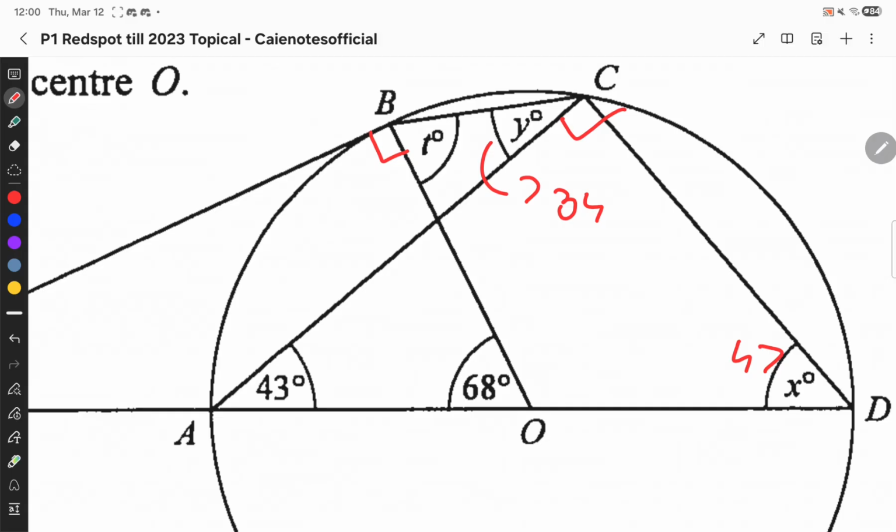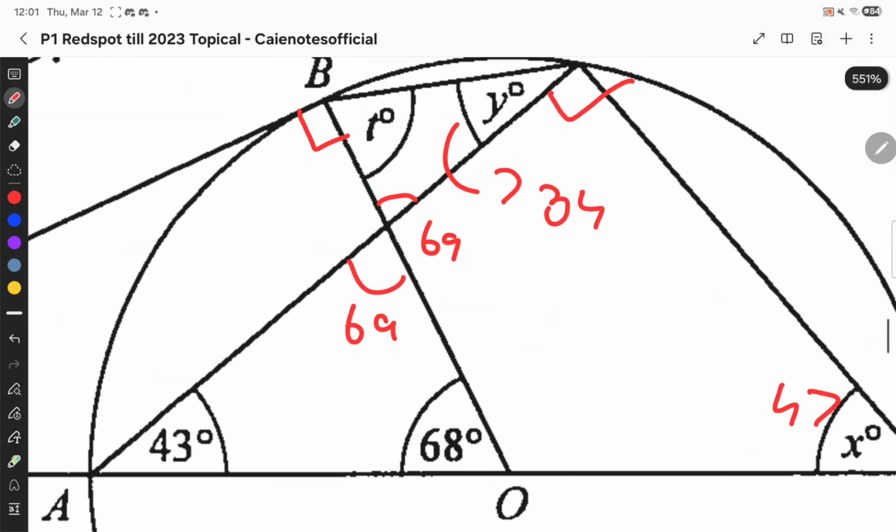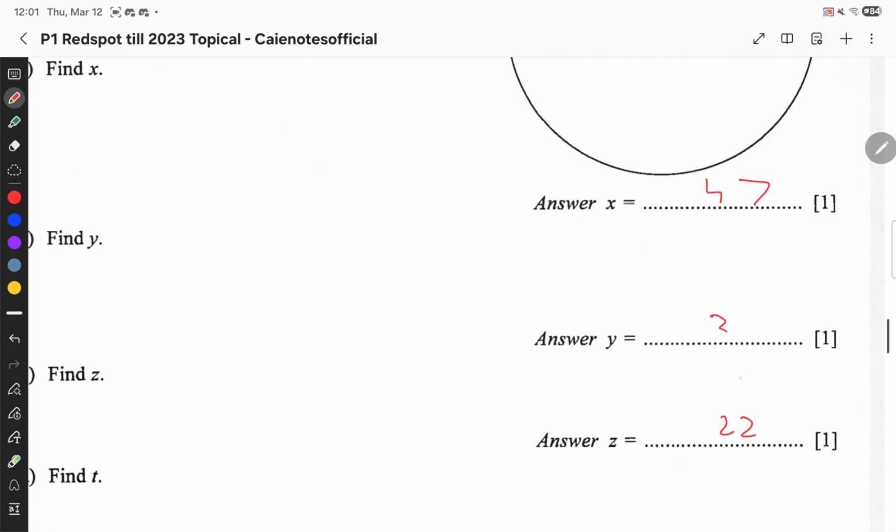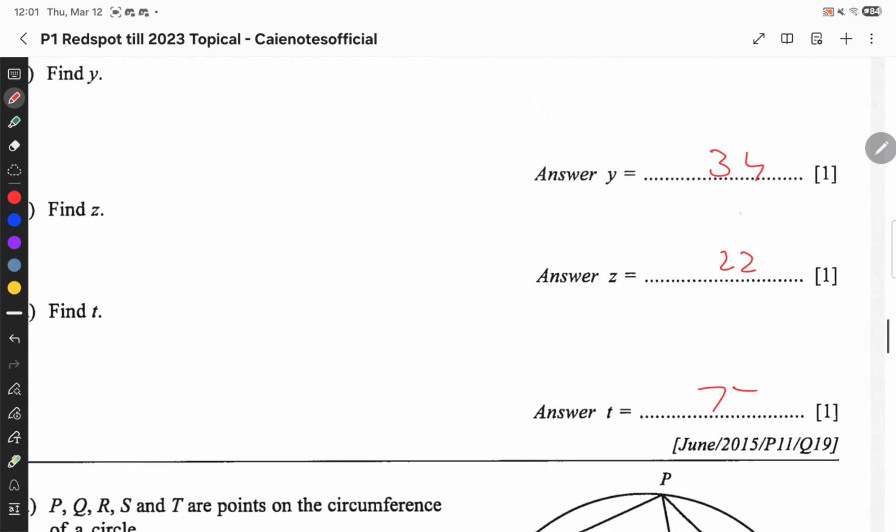And the value of t. How do you find the value of t? Well, this is done by completing this. 180 minus 43 minus 68 is equal to 69. Nice. 69, nice. And you can complete this. It's 180 minus 69, nice, minus 34, which is 77. And that is all complete. 34 and 77.